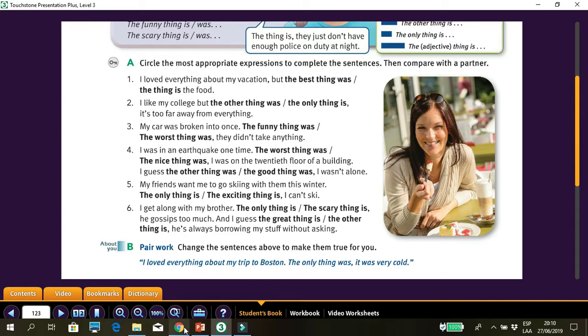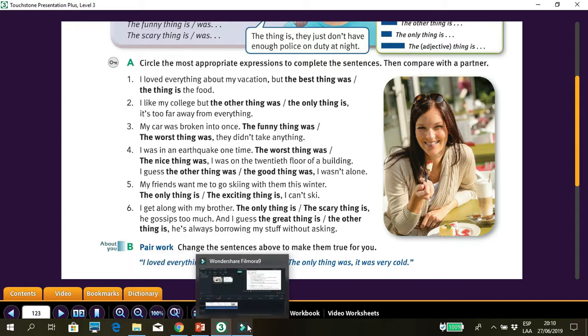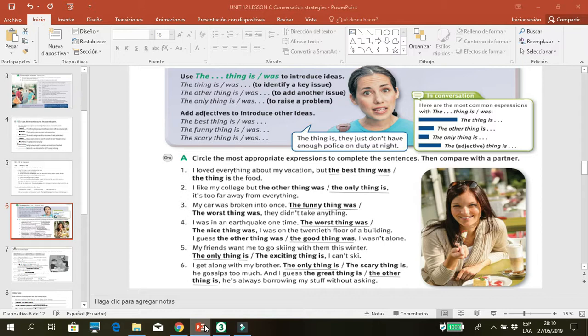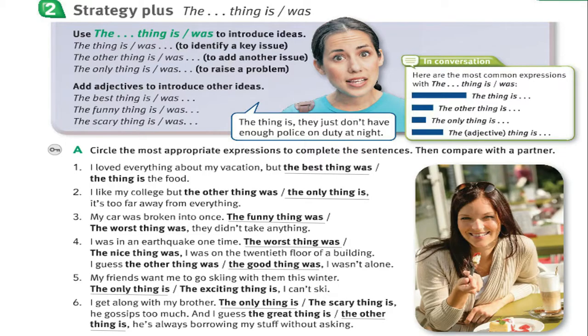Okay, so let's go over the answers right away. Here it is. So look, you were supposed to choose the best expression. All right, so it says, circle the most appropriate expressions to complete the sentences. I loved everything about my vacation. The correct expression was, but the best thing was the food. Lo mejor fue la comida. The best thing was the food.